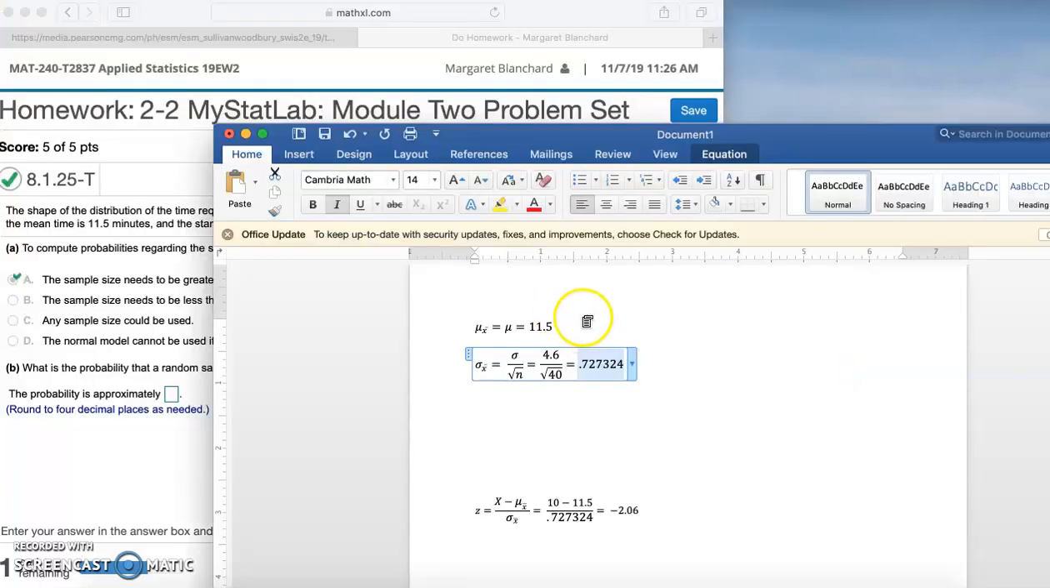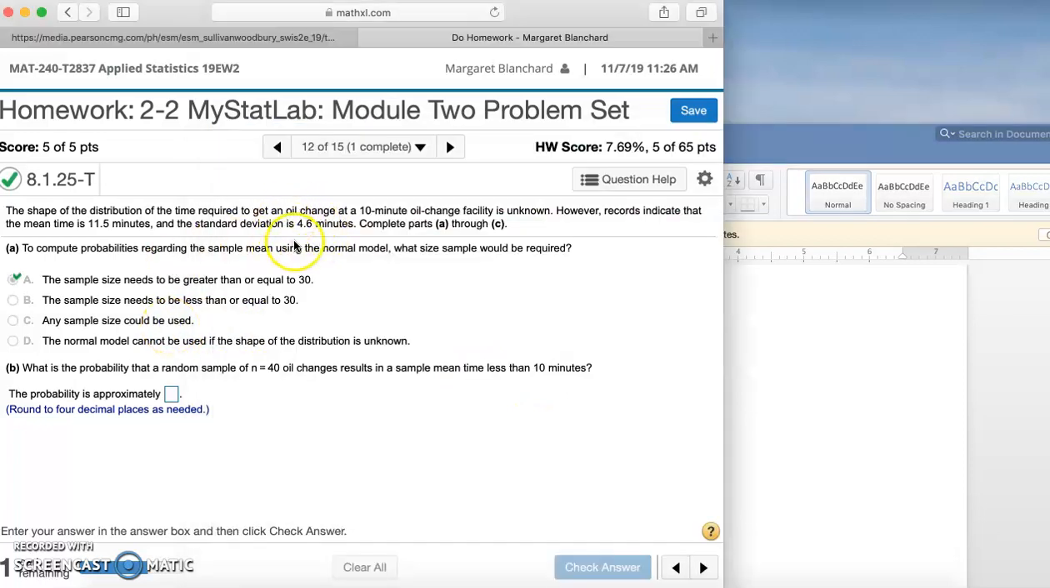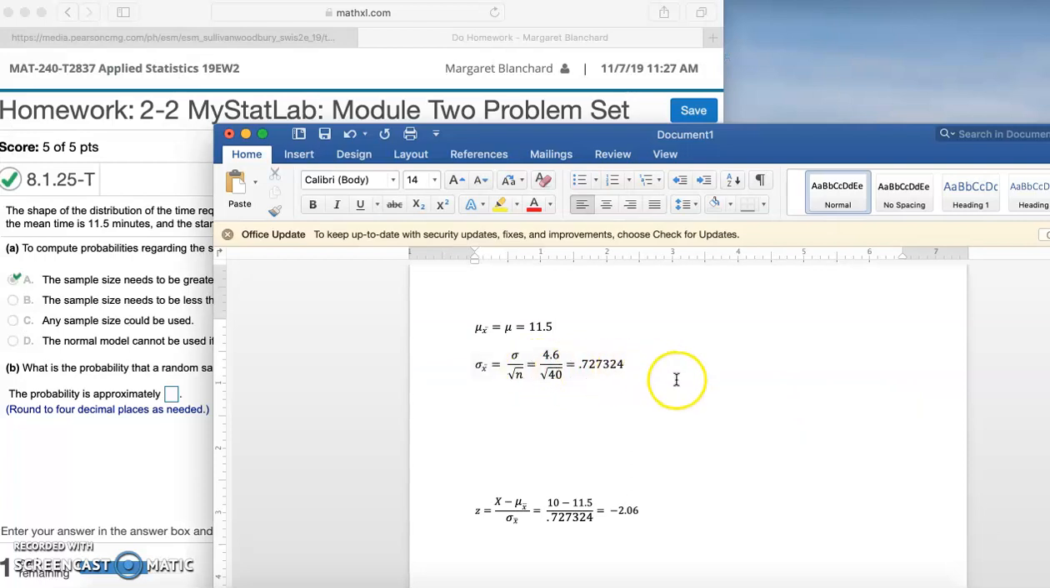As we learned from the lesson this week, mu x bar is equal to mu, the mean of the population. So here we have 11.5. And then sigma x bar equals sigma over the square root of n. We're given sigma just like we were given the mean, 4.6, and we're given n is equal to 40. So when we type that into the calculator, we get about 0.727324. Now, we can use just that information and go straight into StatCrunch and input it.